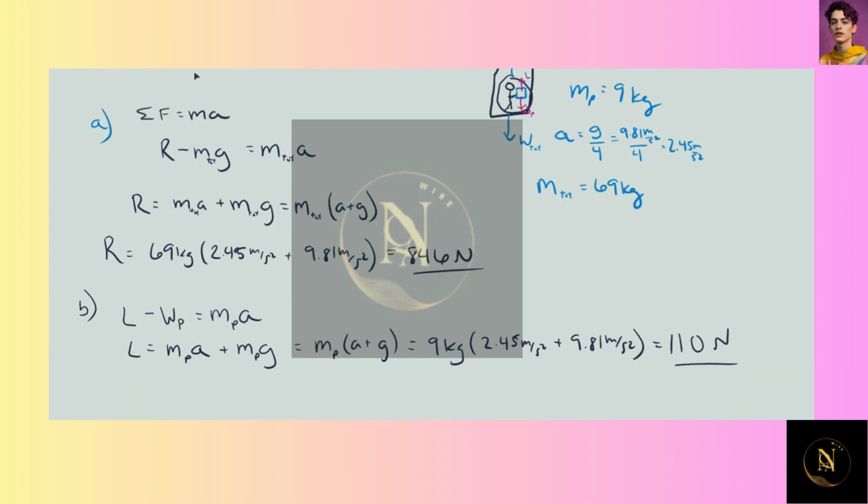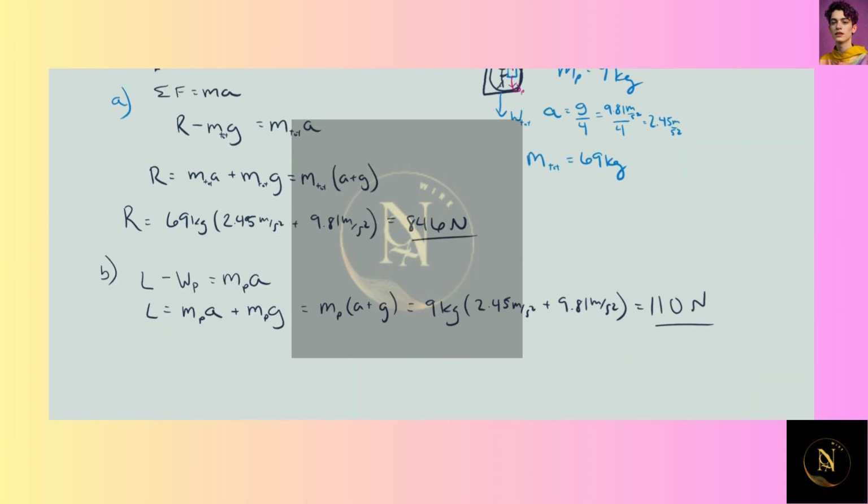And then they ask, what would happen if the elevator basically went into free fall and the cord was cut? What would happen to L and R? For this last question, L and R would go to 0.